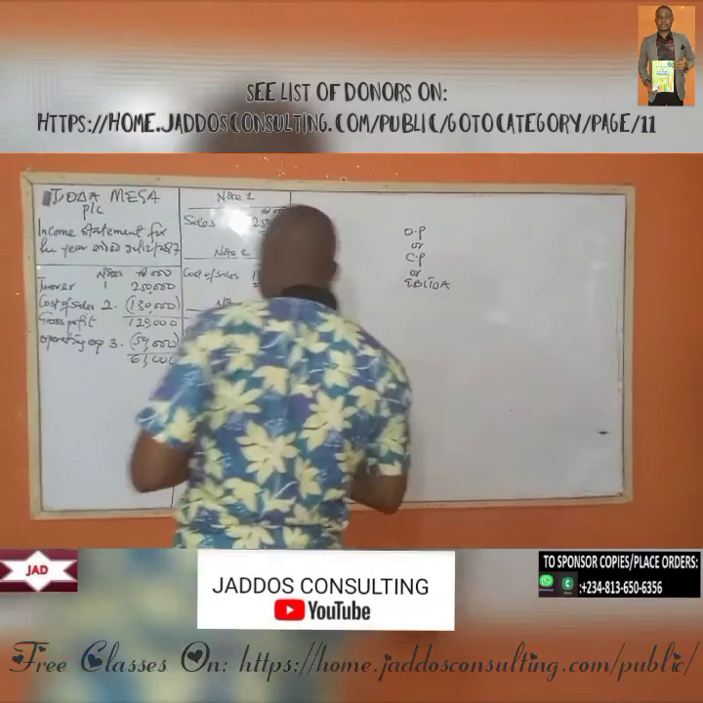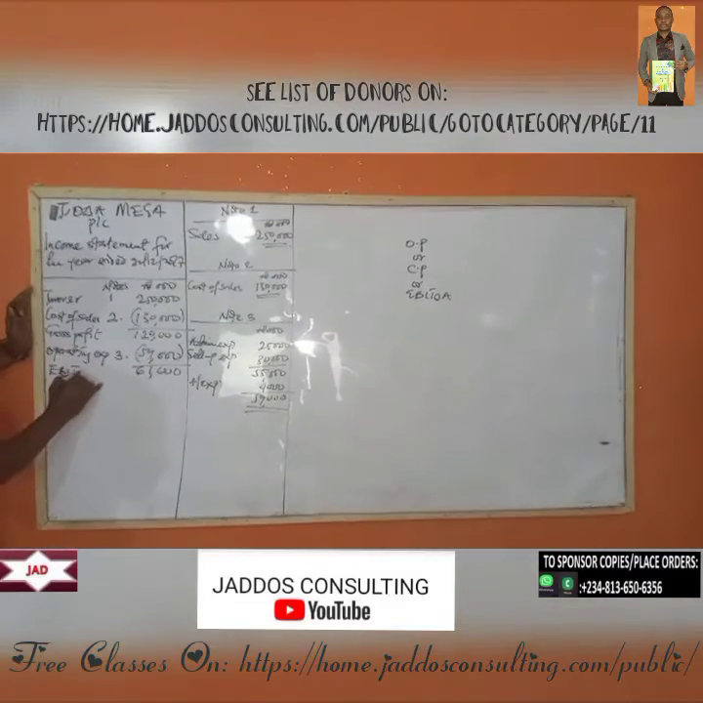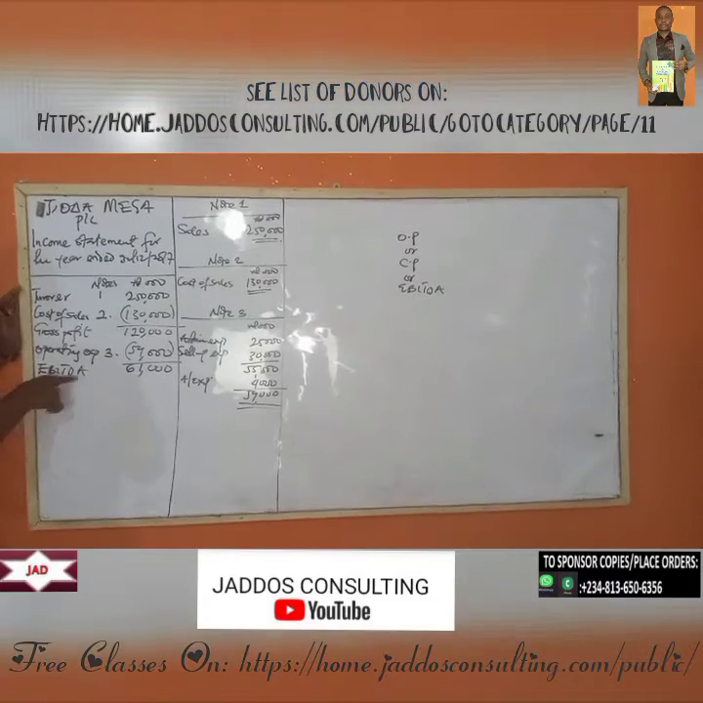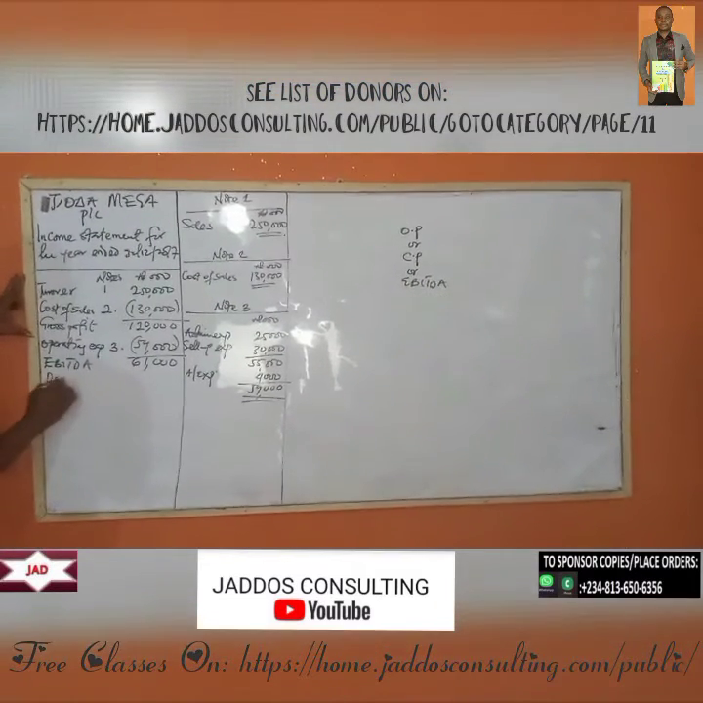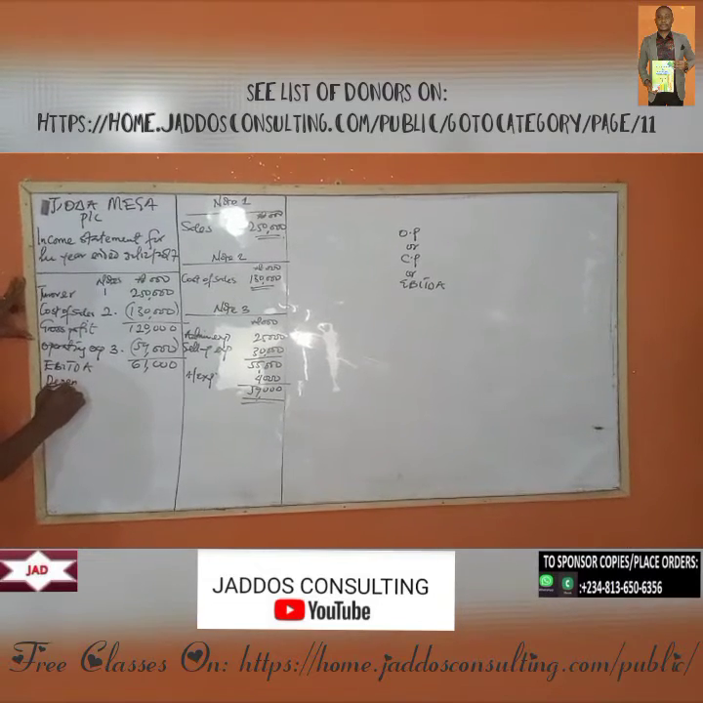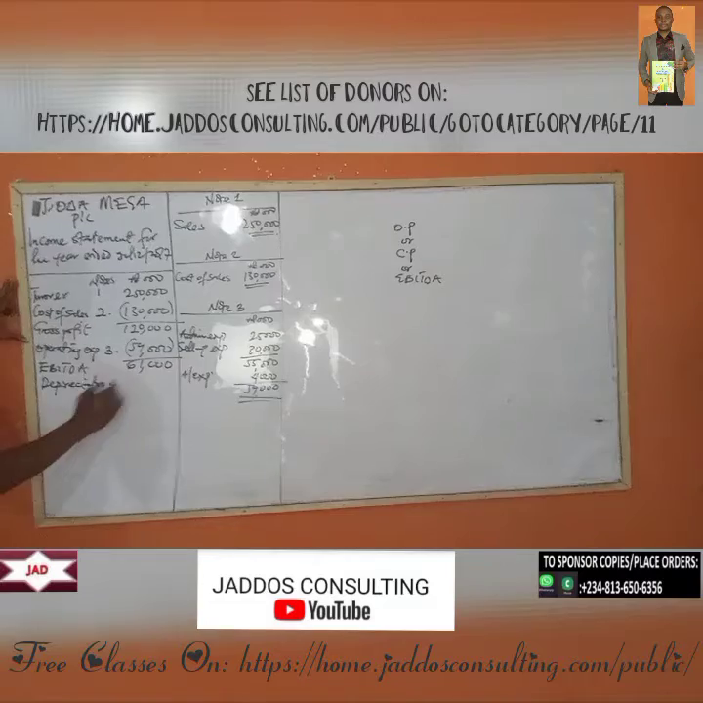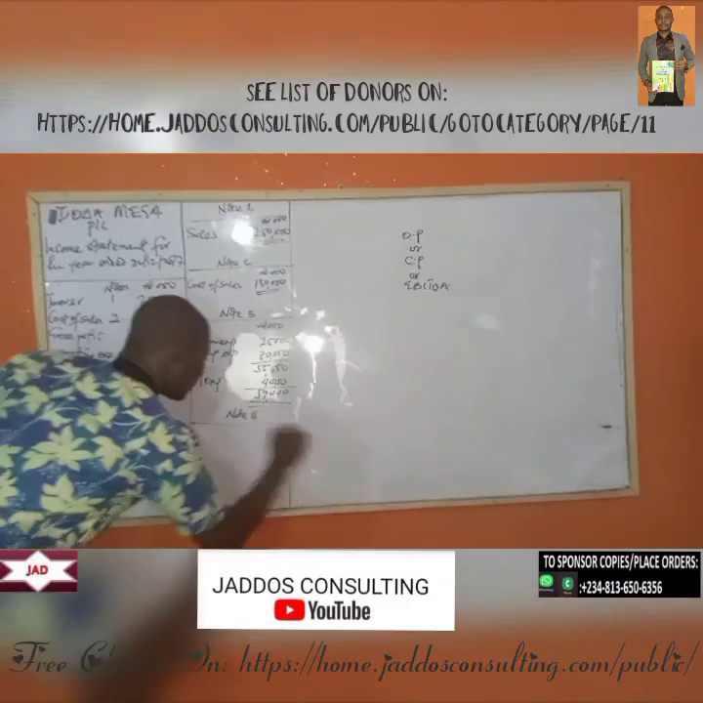EBITDA. So we can call this our what? EBITDA, which means earnings before interest, tax, depreciation and what? And amortization. So let's go. The next one we have is depreciation. Let's call that note 4. So what's our depreciation?